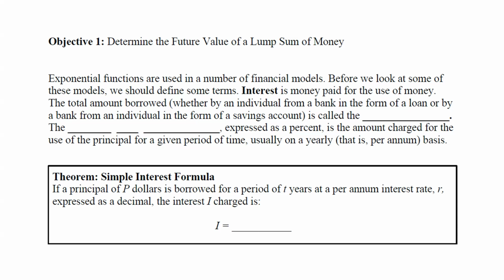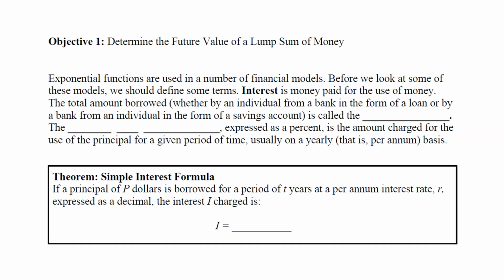Interest is the money paid for the use of money. So this means that when you deposit money in a savings account, the bank pays you interest because they're using your money. When you take out a loan, you pay the bank interest because you're using their money.